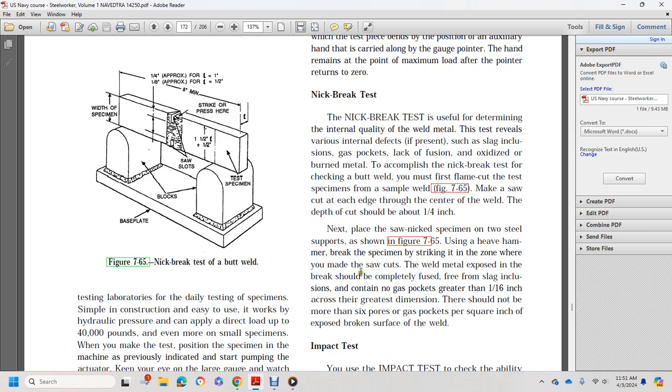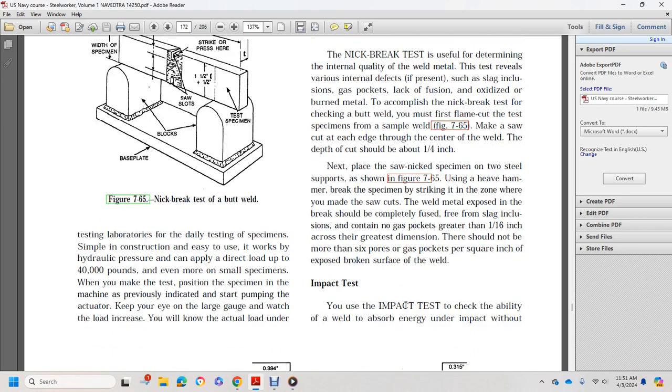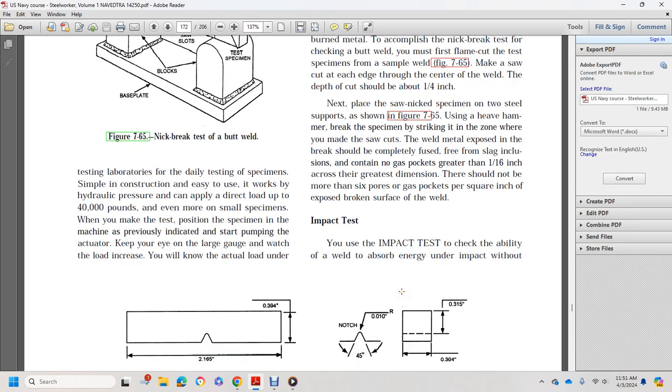The welded metal exposed on the break should be completely fused, free of slag inclusion, and contain no gas pockets greater than 1/16 of an inch across the greatest dimension. There should not be more than 6 pores and gas pockets per square inch of the exposed broken surface of the weld. Impact test.